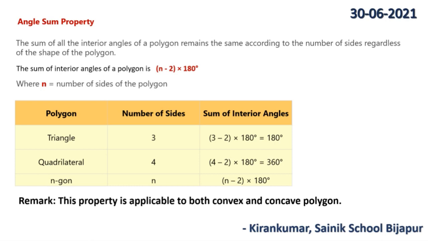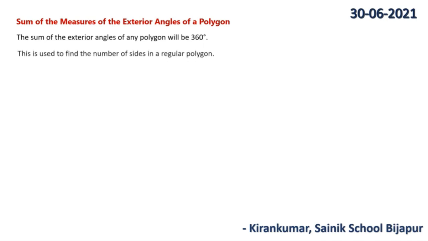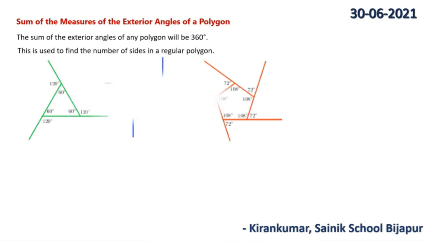Let us discuss some of the measures of exterior angles of a polygon. The sum of the exterior angles of a polygon is always 360 degrees. This is used to find the number of sides in a regular polygon. Look at these figures here. Here the angle inside is 60, exterior is 120. There are three exterior angles. 3 times 120 is 360 degrees.